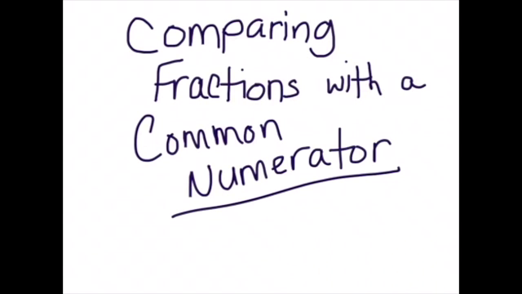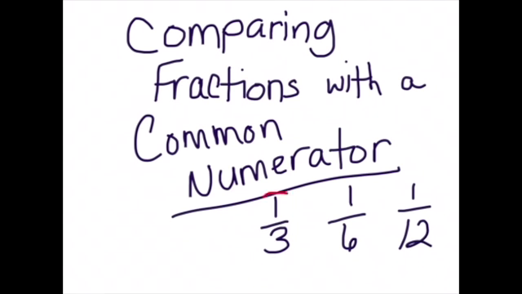So the first thing we're going to do is compare the fractions 1/3, 1/6, and 1/12. What do you notice about all three of those fractions? Well, the numerator's the same, right? It's all 1. And the denominators are different. So we're going to see how fractions look when the numerators are the same, but the denominators are different. Let's take a look.